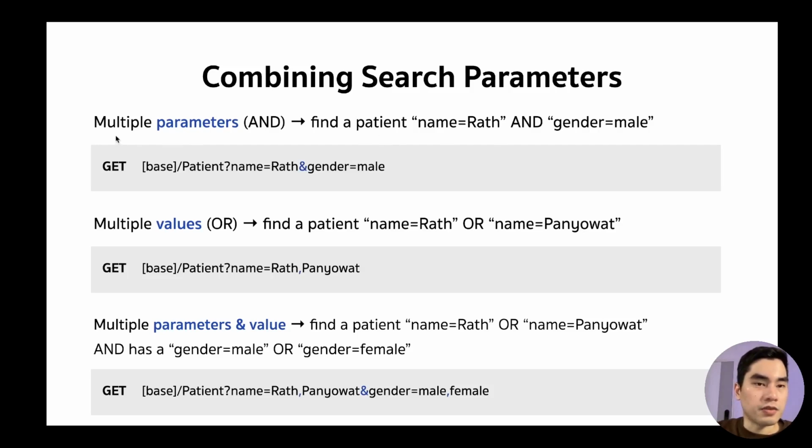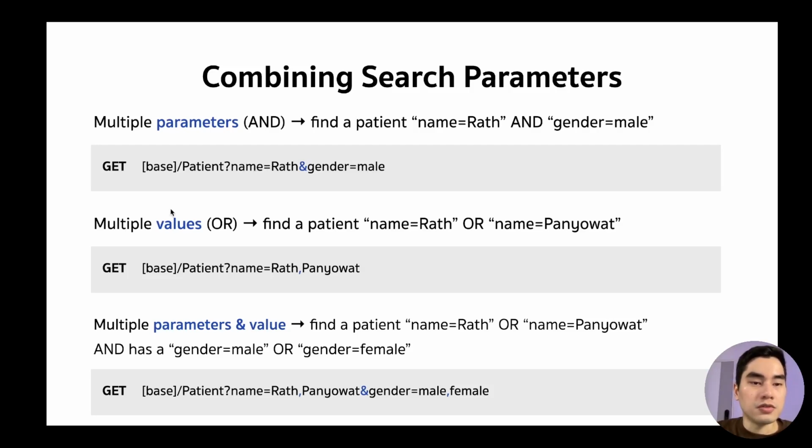And if you have multiple parameters, you can put them together and use the ampersand character between two parameters. So for example, FHIR patient name RAD and gender male. So the result must be the patient whose name is RAD and gender is male. So if the patient's name is RAD and gender is female, it will not be included in the search result.